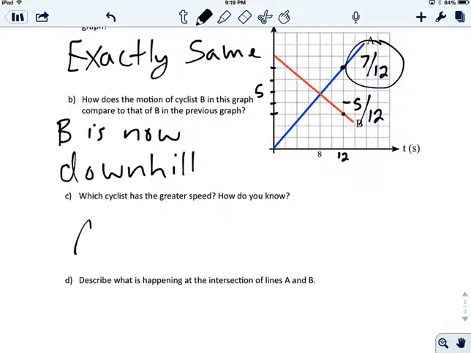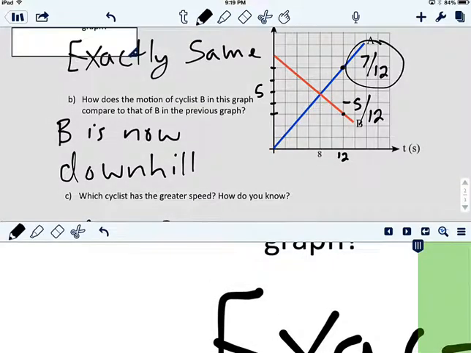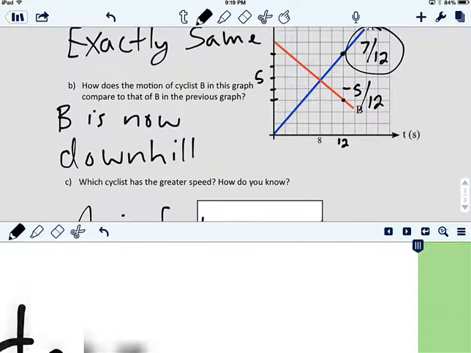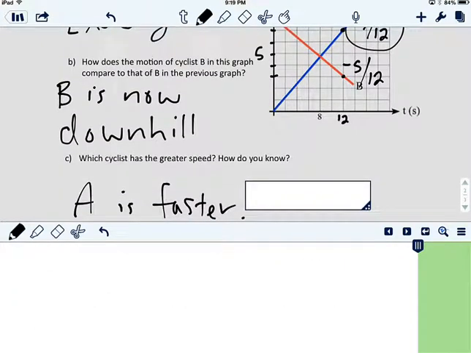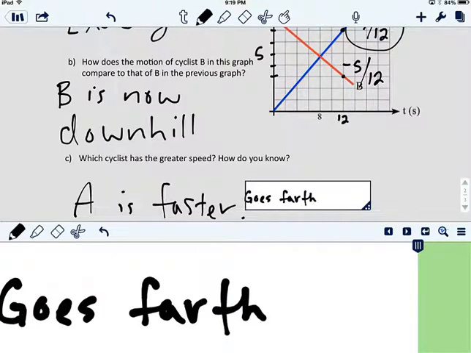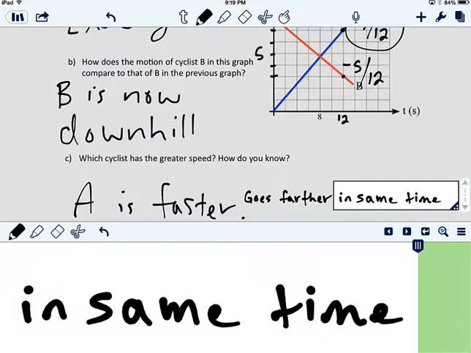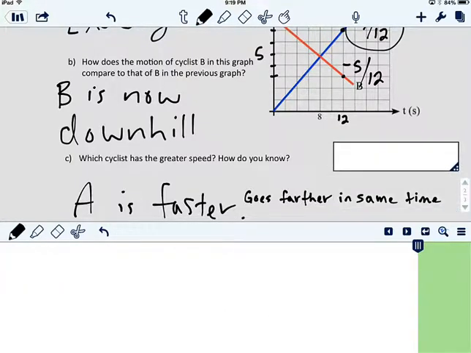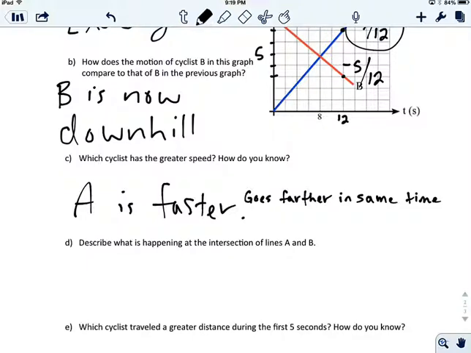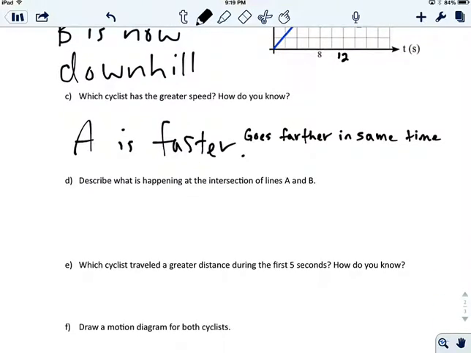So that means that A is faster. This has a neat little trick actually here, guys. This is Notability. If you have an iPad, it's a great app. Okay. A is faster, and we know that it goes farther in the same time. Sorry, that is really messy looking.